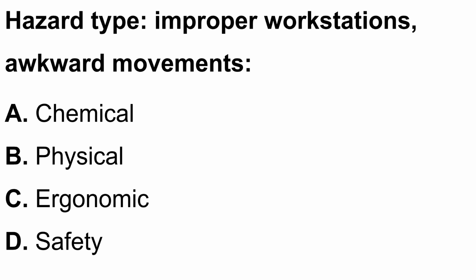Chemical, physical, ergonomic, or safety? The hazard type related to improper workstations and awkward movements is ergonomic. These relate to how a worker interacts with their environment.